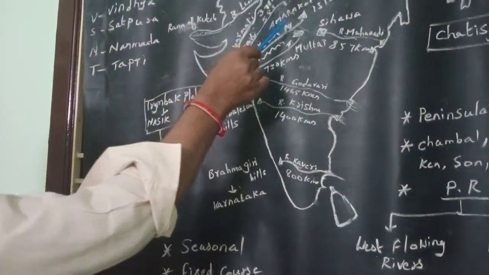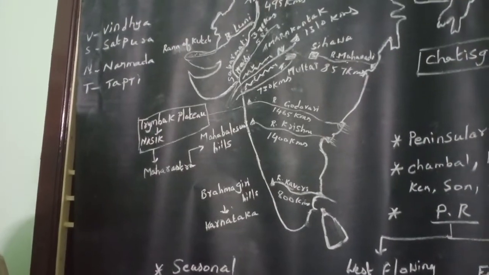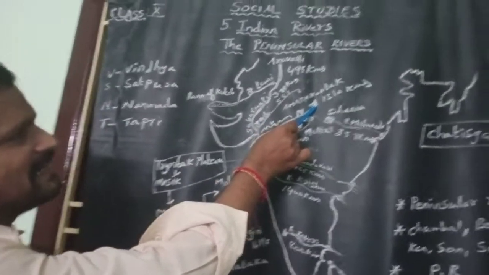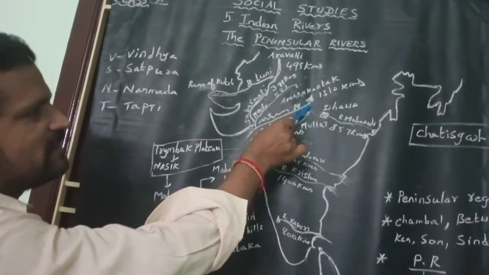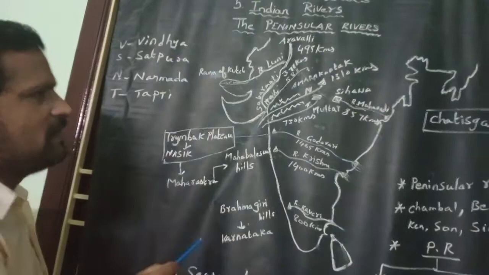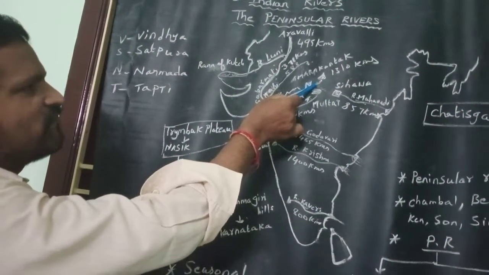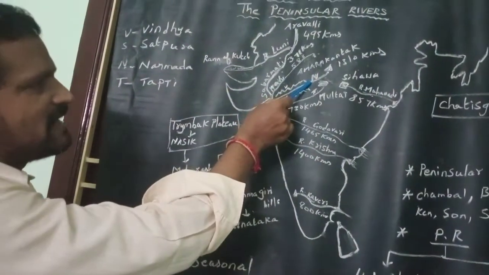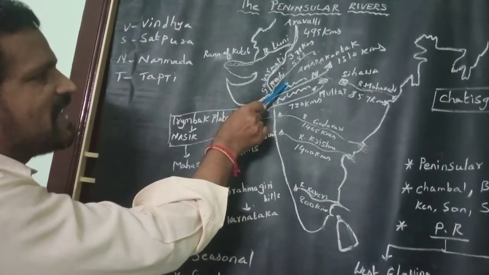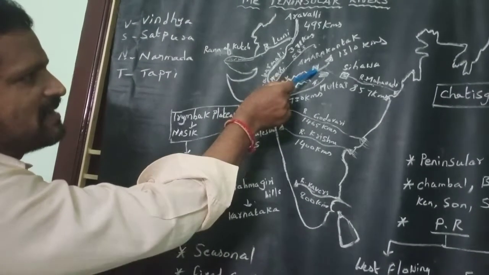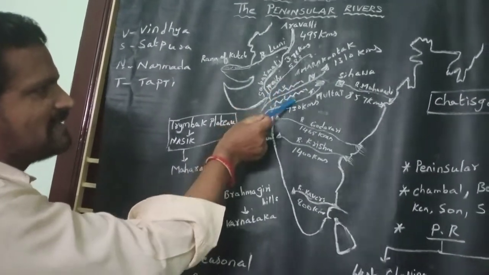Now let us discuss the west flowing rivers. The largest west flowing river is Narmada. The river Narmada rises at Amarkantak Hills in Madhya Pradesh. It flows through Madhya Pradesh, Maharashtra, and Gujarat and discharges into the Arabian Sea. Hence this Narmada river flows towards the west; they are called west flowing rivers. This Narmada river flows between the Vindhya range and the Satpura range.